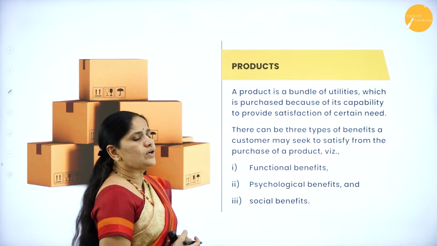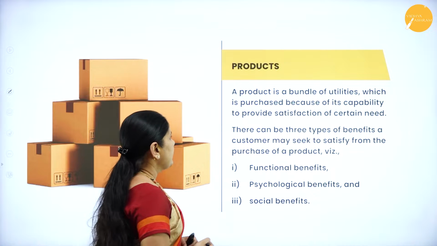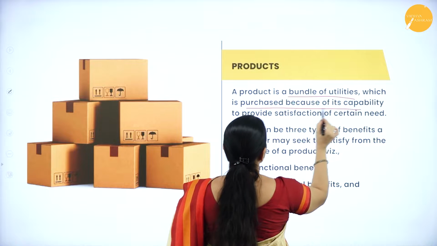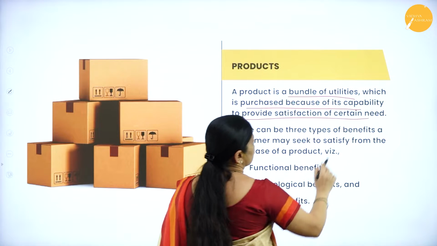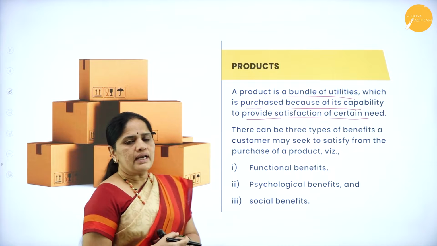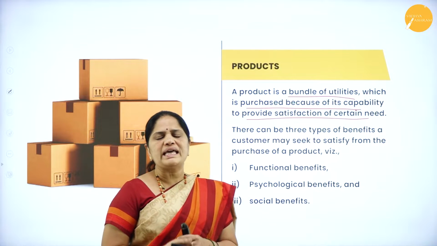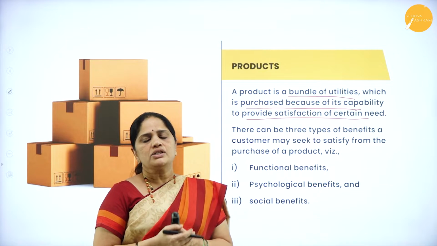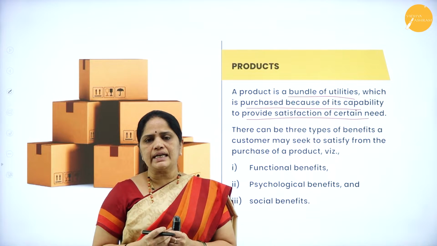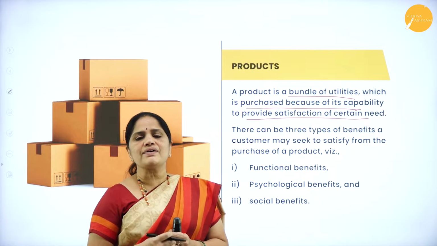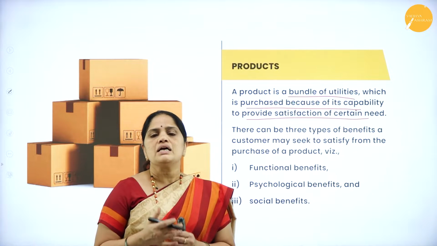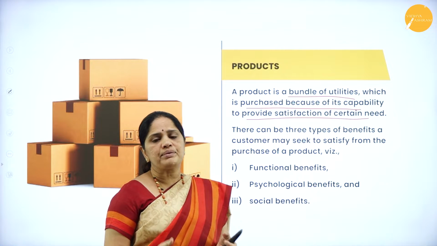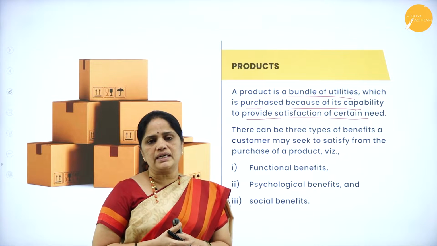Okay, now let us see what is the meaning of the word product. Now, a product is a bundle of utilities which is purchased because of its capability to provide satisfaction of a certain need. It is a bundle of utilities. So, any product for that matter, we purchase because we have some use for it. It will satiate our need, or our need will be satisfied when we make use of that product. That is why we are ready to pay money and purchase it, so that we have some utility from it.